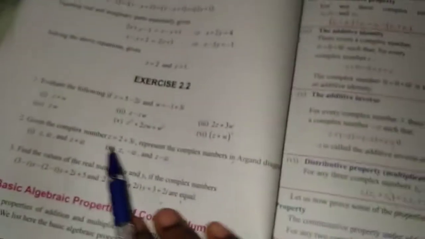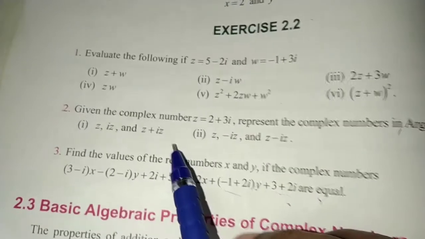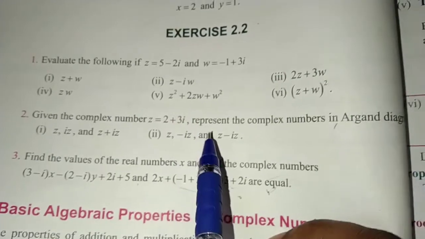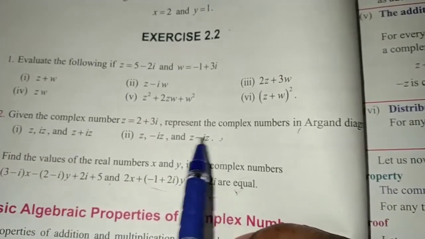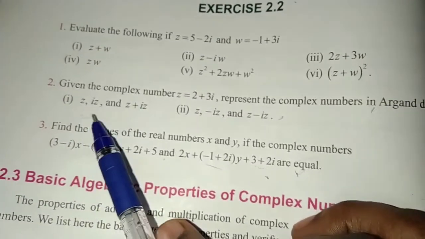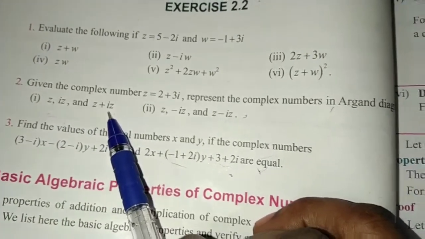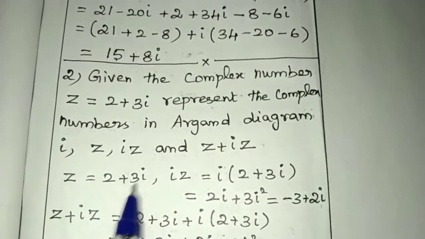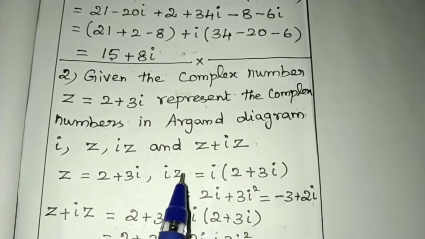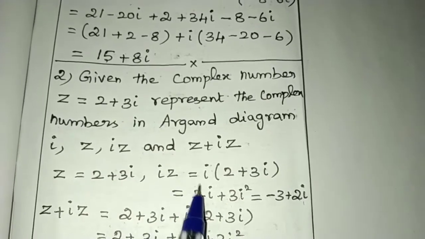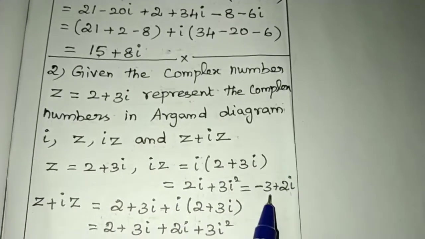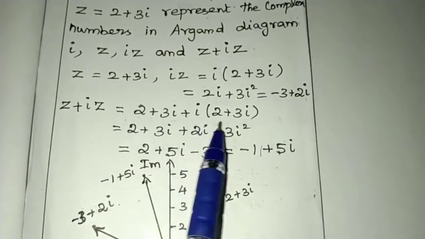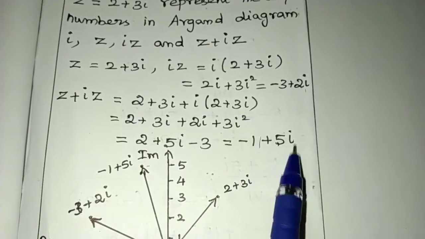Next, see the second sum. Given the complex number z equal to 2 plus 3i. Represent the complex numbers in the Argand diagram: z, iz and z plus iz. See that one. z is 2 plus 3i. iz means multiplied by i. That means 2i, 3i squared, we get minus 3 plus 2i. And z plus iz, z plus i into z multiply, we get minus 1 plus 5i.